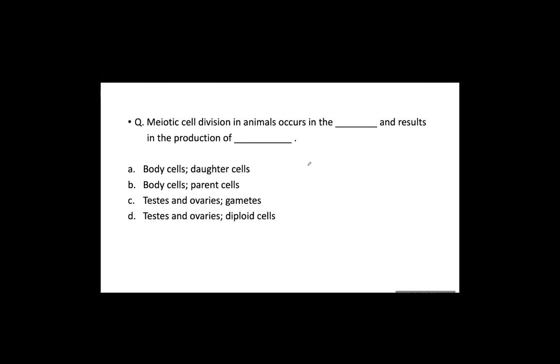Let's solve this question. Meiotic cell division in animals occurs in where and results in the production of what? Body cell or daughter cell; body cell, parent cell; testes and ovary, and gamete; testes and ovary, diploid cell. Which could be the answer? Meiotic cell division in animals occurs in testes and ovary and results in the production of gamete. So C is the answer.